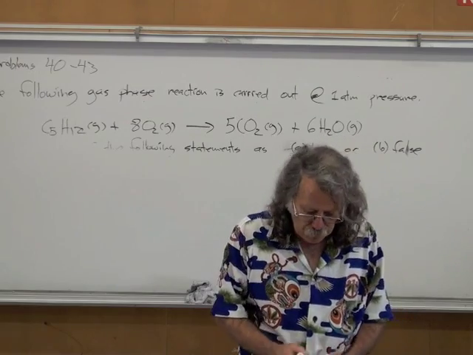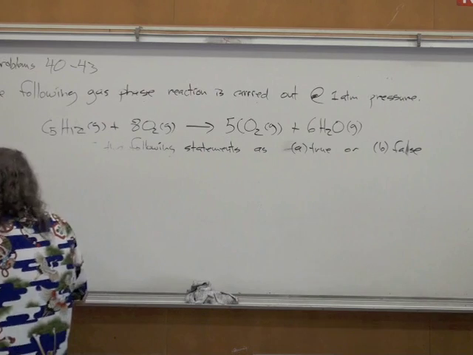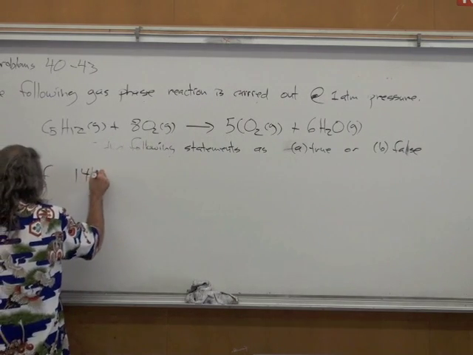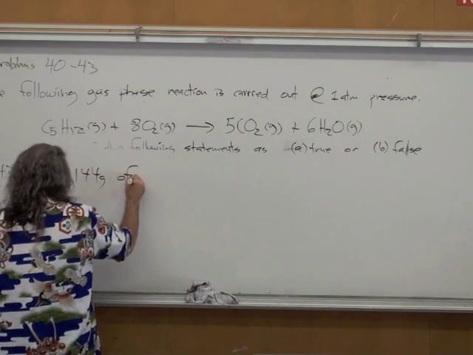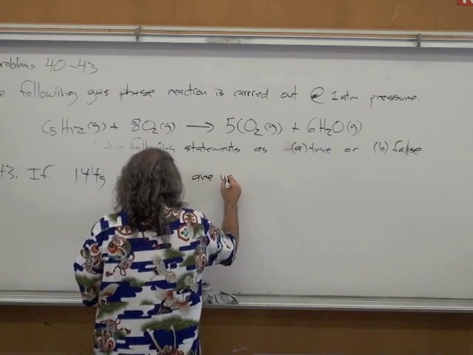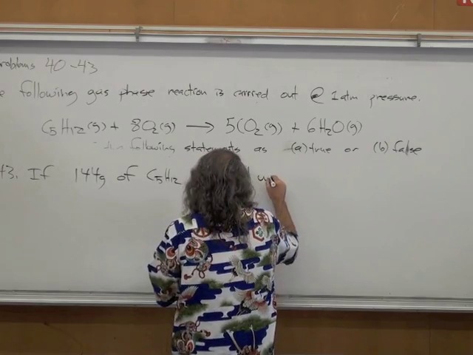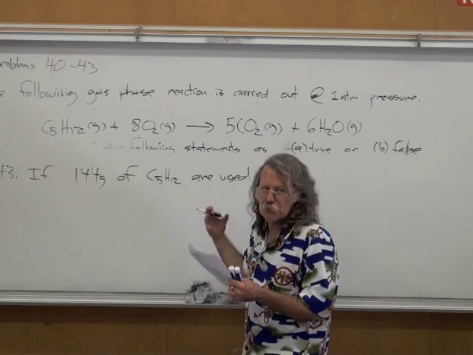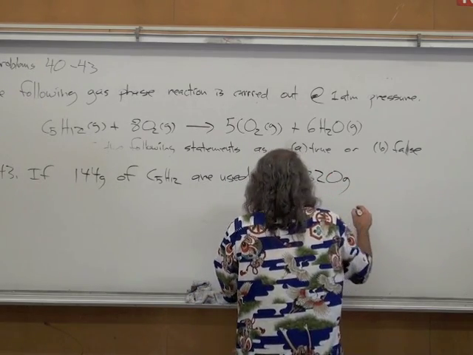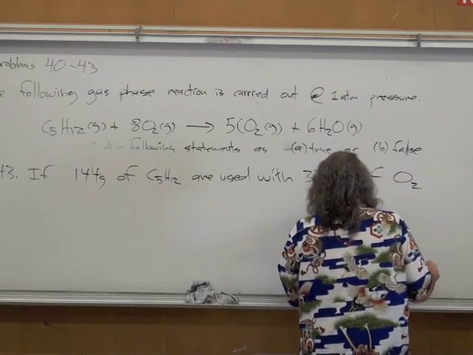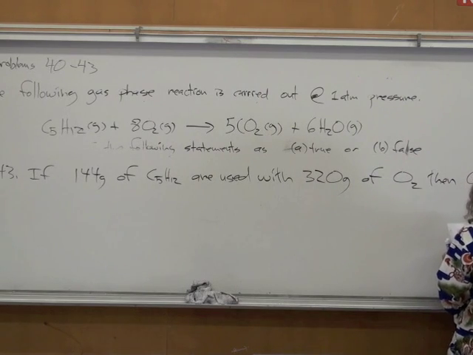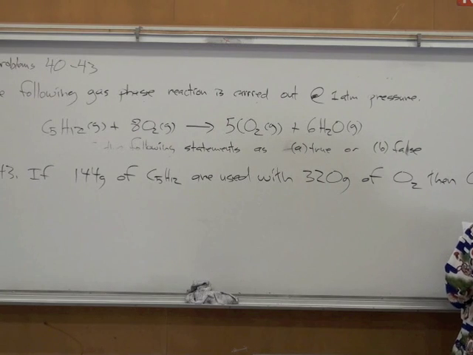given this balanced equation. And so the question is 43, if 144 grams of pentane are used with, I could have said is used, would have probably been better English, is used with 320 grams of oxygen, then O2 is the limiting reagent.